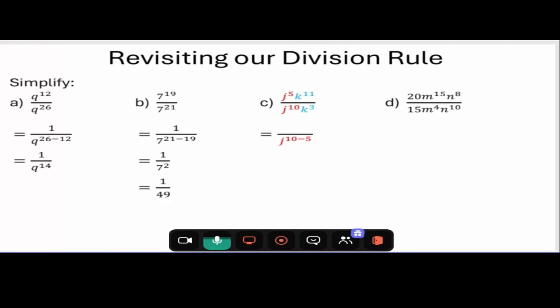Dividing with the same base, so we subtract, but there's more on the bottom, so that's where the leftovers will be. K to the 11 over k to the 3 will be k to the 11 minus 3. And then you just do those subtractions.